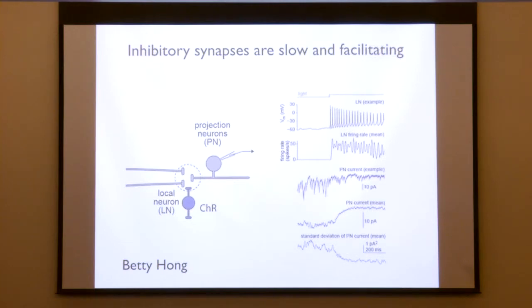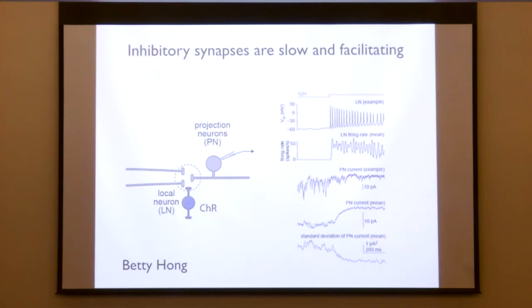This is an experiment performed by Betty Hong, who is a fellow postdoc in Rachel's lab. She expressed channelrhodopsin, which Ulrike introduced, which lets you activate neurons with light, in these local interneurons. And when she activated them with light, what you can see is that the interneurons would spike right away, but the outward current measured here in the PNs took a long time to develop. It takes about 150 milliseconds for this to peak.